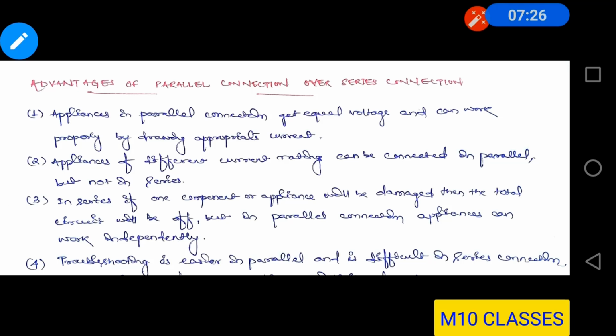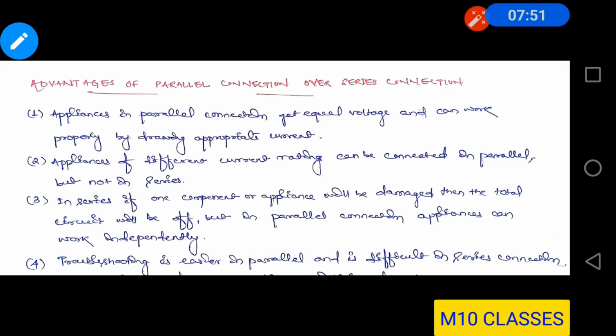Fourth one, troubleshooting is easier in parallel and is difficult in series connection. So again, take the same example. You have 5 bulbs in 5 rooms at your home. Suppose one of the bulbs gets damaged. It is not going to affect other bulbs, and you can simply replace the bulb which is damaged because you will be able to know easily. So troubleshooting is easier. But what happens in case of series connection?